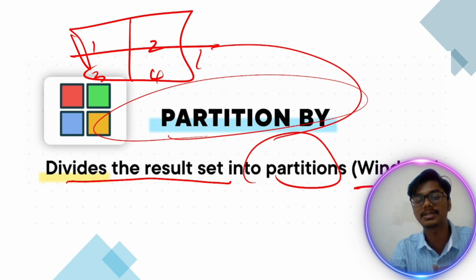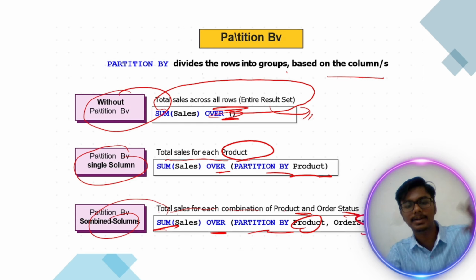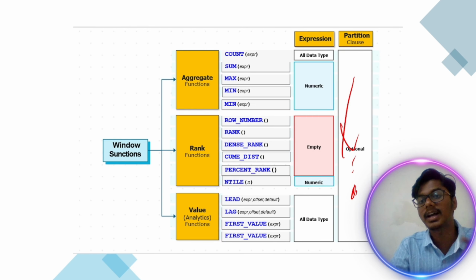We have discussed PARTITION BY, and we have discussed without PARTITION BY. What happens without PARTITION BY? What happens when PARTITION BY is used with a single column? What happens when PARTITION BY is used with combined columns? We have discussed, right? And I told you the partition clause may be optional for the aggregation function, optional for the rank function, and optional for the value function.